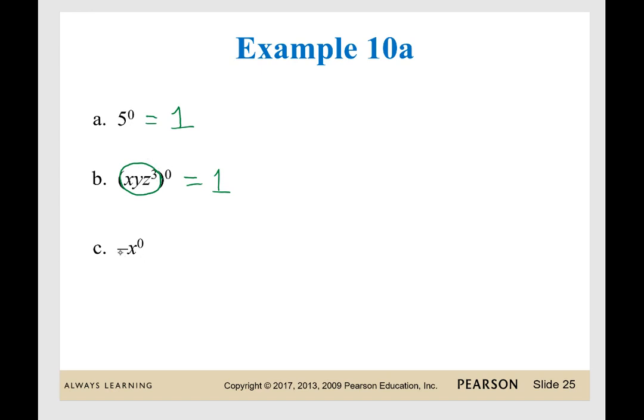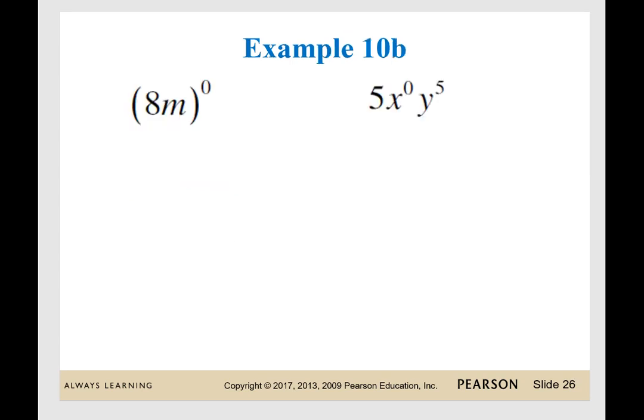Notice this one, though, there's a negative and it's not inside the parentheses. So this is the -1 times x to the 0 power. There's a 1 right there. So this is -1 times 1, which is -1. So be careful, again, just like we talked about at the very, very beginning of this section, having parentheses around your base versus not. There are differences, so make sure you keep that in mind.